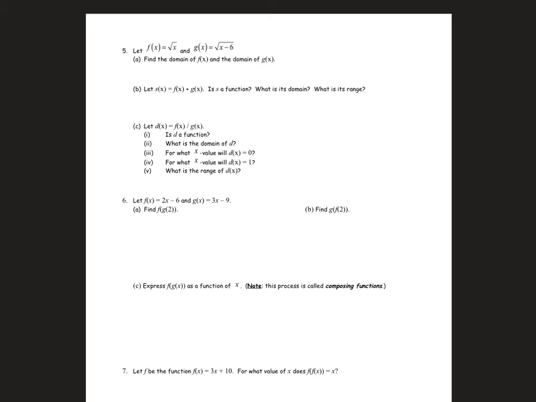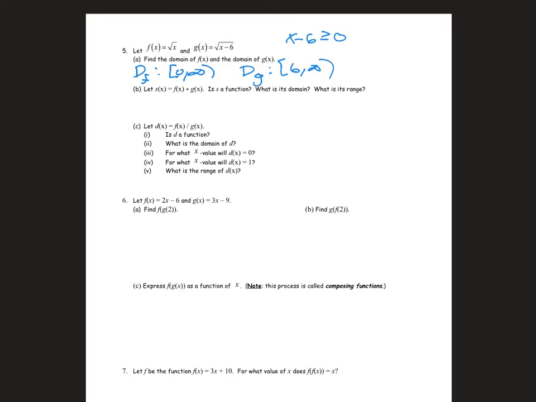Okay, so the domain of f of x, I'm going to write the little f so to differentiate it from g. The domain of that function, remember, you can only input non-negatives into a square root, so it's going to be 0 to infinity. And the domain of g of x, well, I need x minus 6 to be greater than or equal to 0, so the domain has to be 6 or greater, so 6 to infinity.